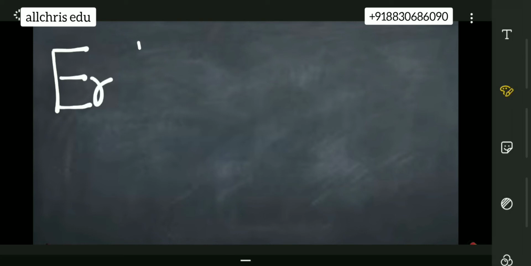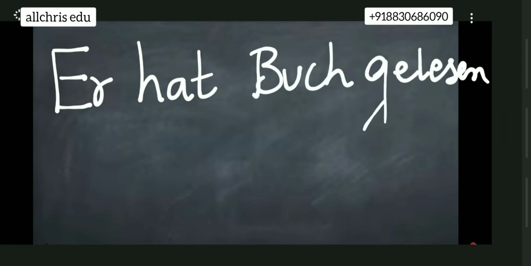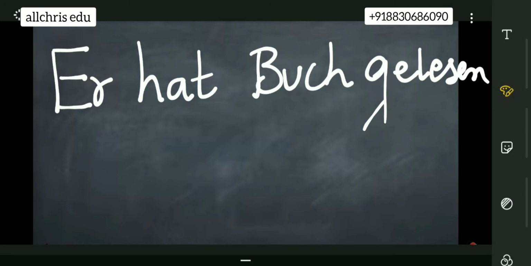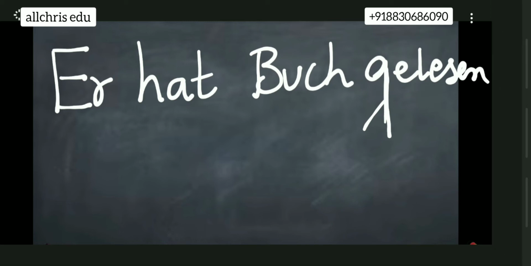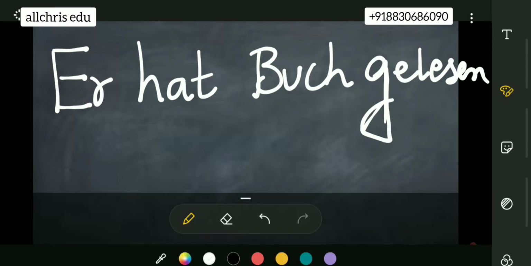Instead of ich, we'll put hat, Buch, gelesen. Hat Buch gelesen, ein Buch gelesen, whatever you want, you can write. We are concentrating today on the nicht word, so don't concentrate on the article parts at present.